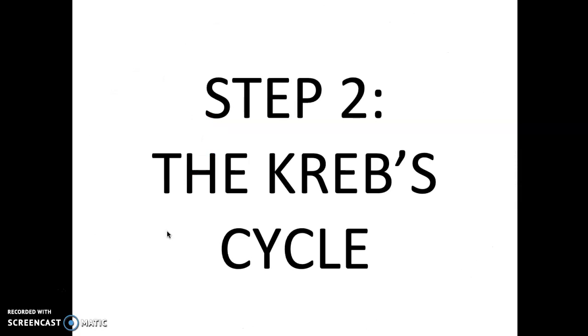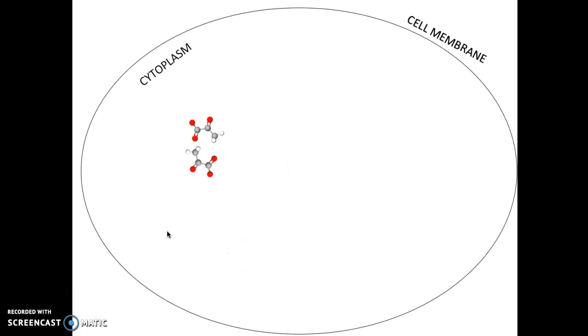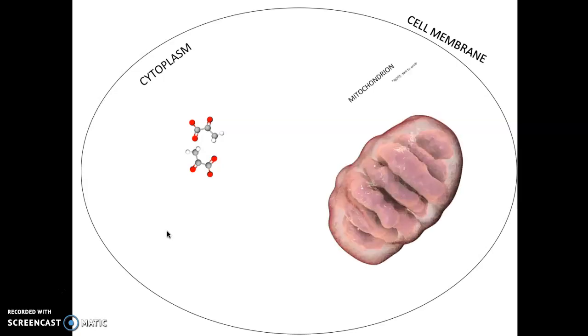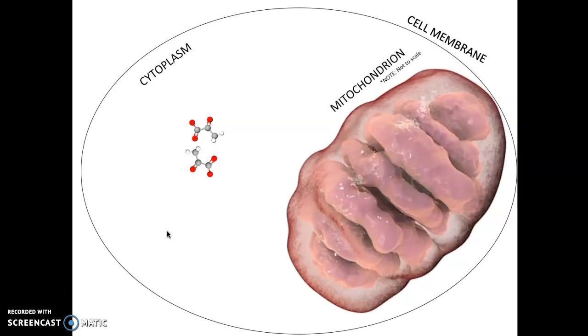The second step of cellular respiration is the Krebs cycle. During the Krebs cycle, the 3 carbon molecules made during glycolysis are transported into an organelle in the cell called the mitochondrion. Notice that the mitochondrion is not to scale in this picture. In reality, it's much, much smaller than the whole size of the cell.